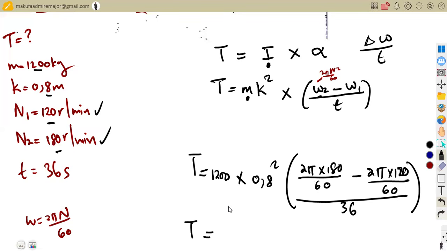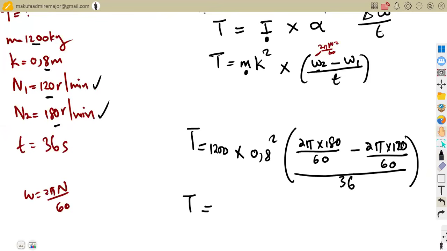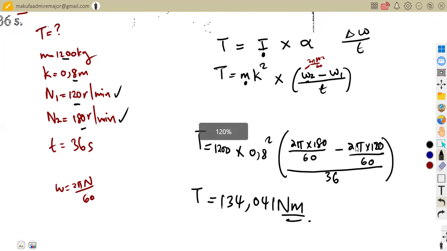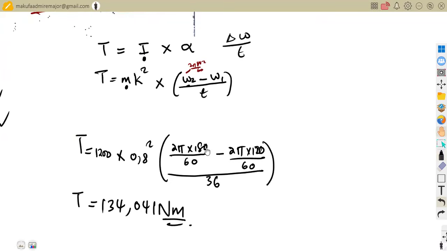That's how you get the torque in this case. So from these calculations, you obtain the torque of 134.041 Newton meter. Remember, torque is measured in Newton meter. Also, you could have manipulated or changed this direct formula.